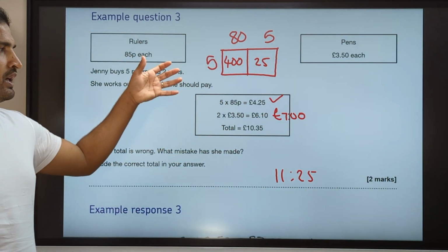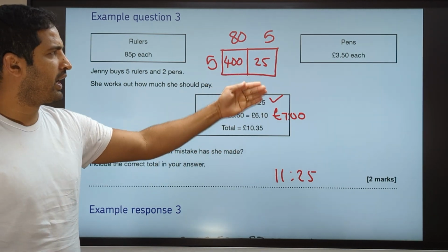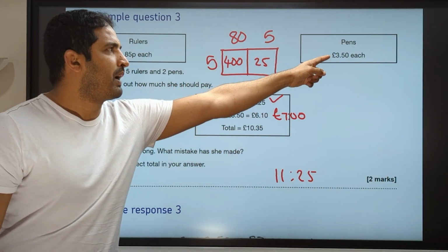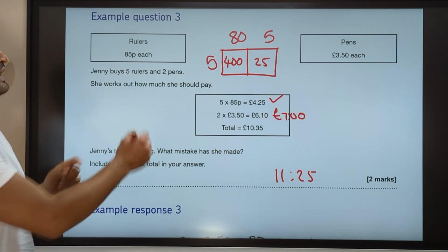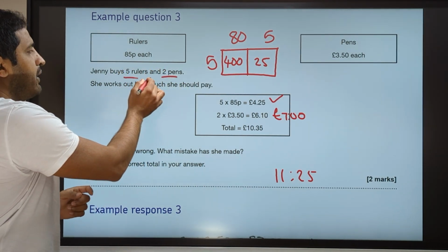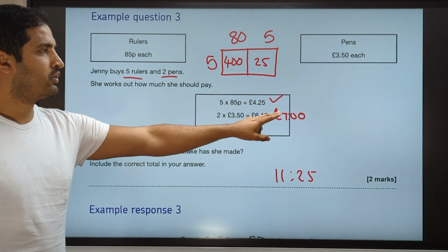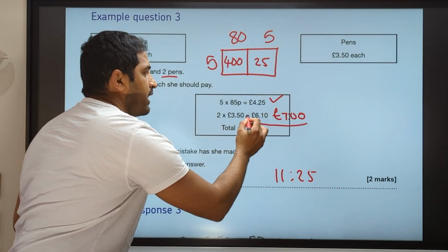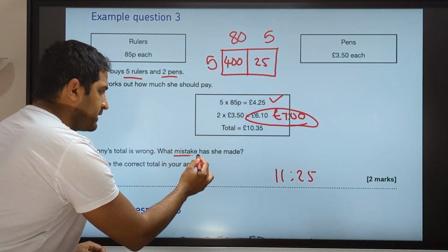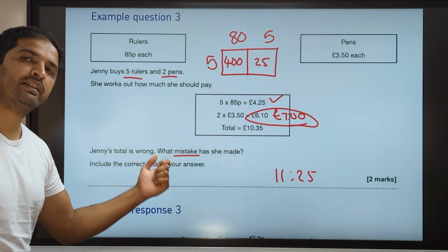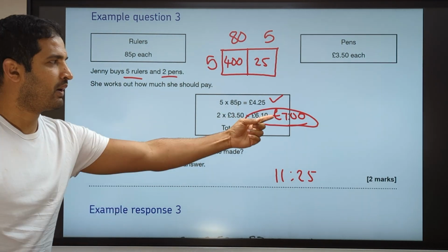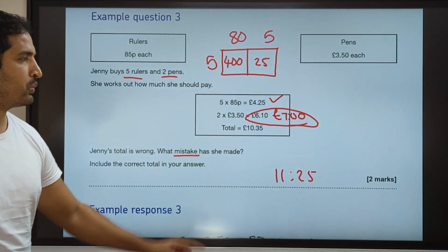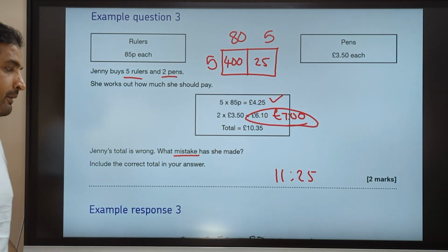You don't have to go through and look at it deeply. You can answer the question because 2 pens cost £3.50 each, and he's buying 2 pens and 5 rulers, which is correct as well. So the mistake was just this one here. We're only looking for one mistake. It's not plural, it's a singular word, mistake. We found that one mistake and we found the total. So you get 1 mark and 1 mark there.